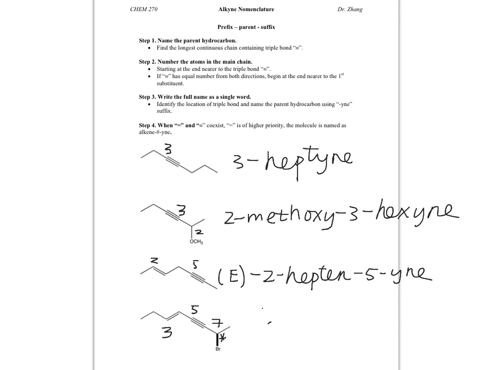So we need to write down our name as (R,E), put them both in parentheses, 7-bromo. Trying to write a little smaller. There should be a dash between 7 and bromo. 3-octen-5-yne.